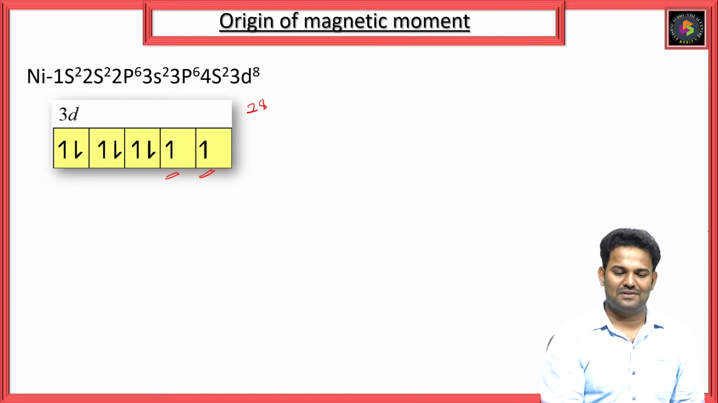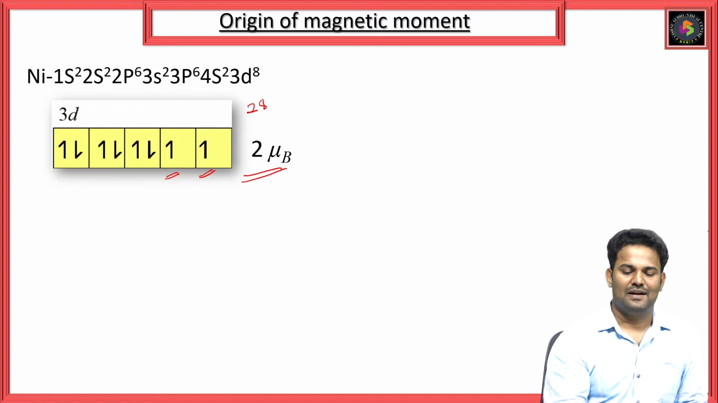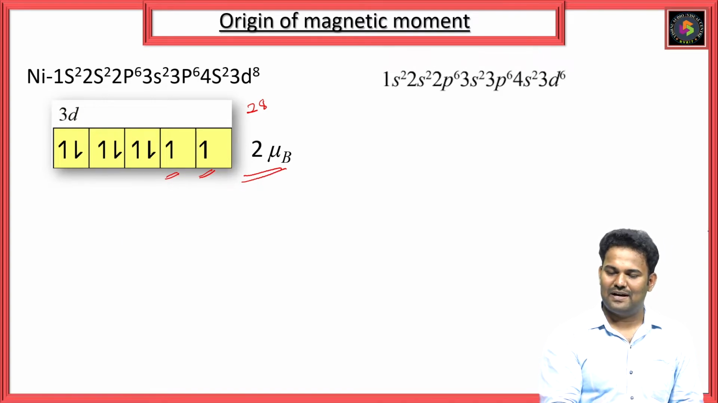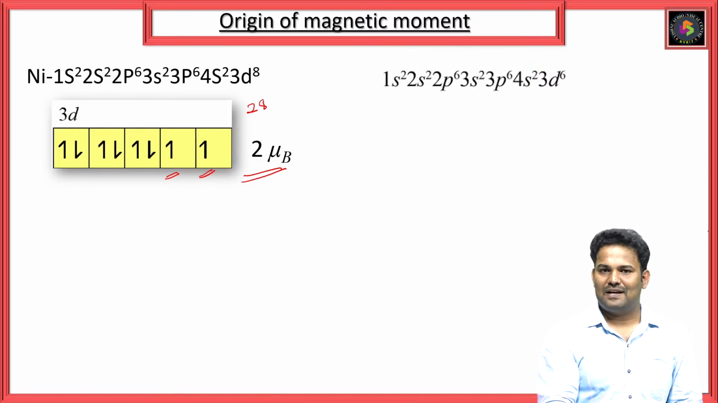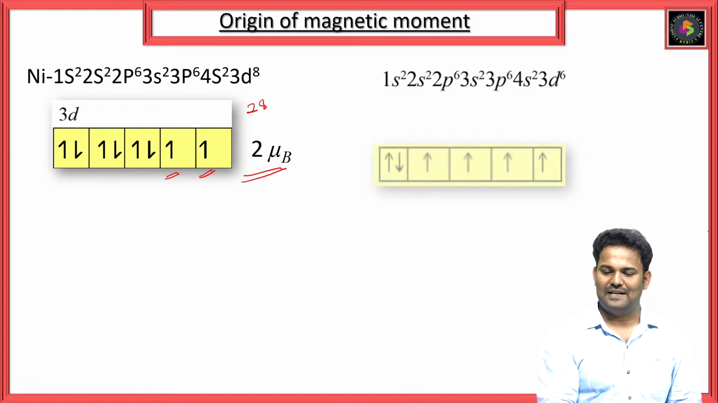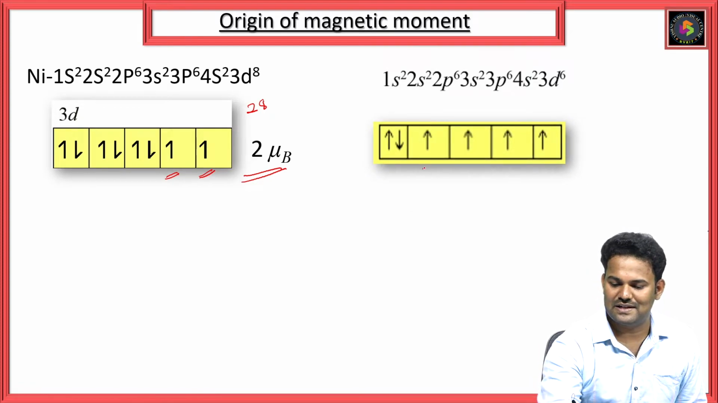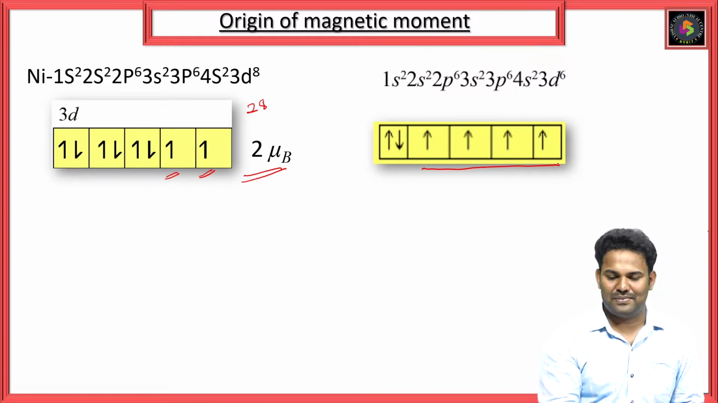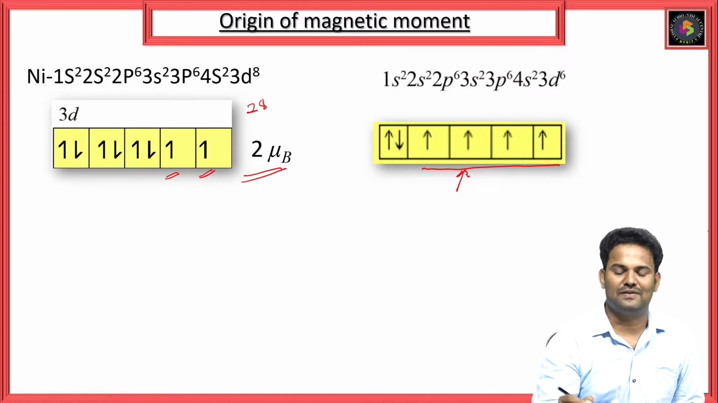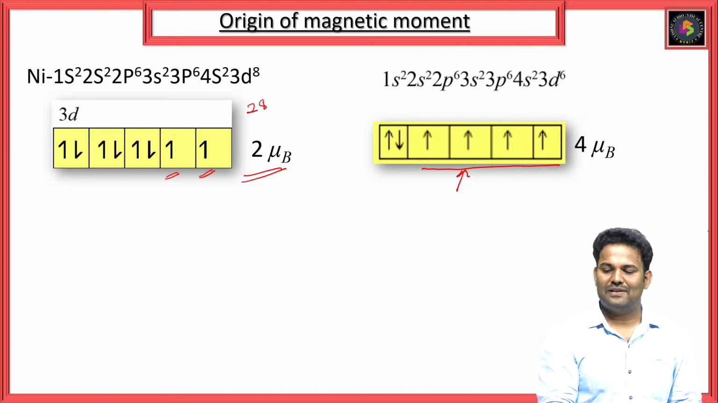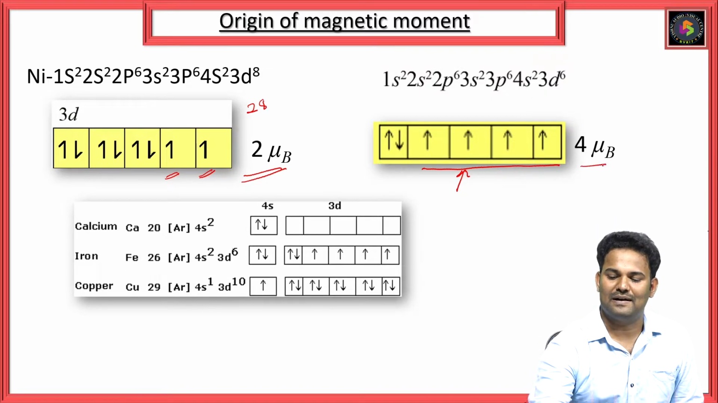So the nickel has a Bohr magneton of 2 mu b. Let us take iron as an example. Iron is also a ferromagnetic material, a strongly magnetic material. Its electronic configuration is 1s2, 2s2, 2p6, 3s2, 3p6, 4s2, 3d8. So the d orbital has a vacancy of 4 electrons, which gives 4 mu b Bohr magnetons.